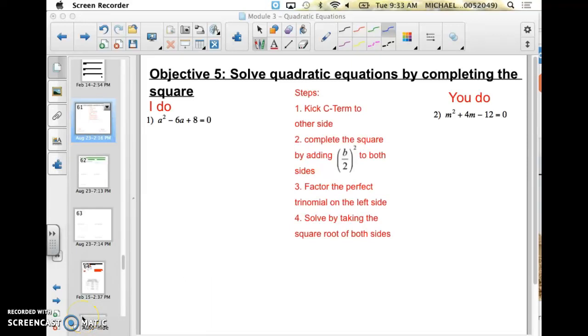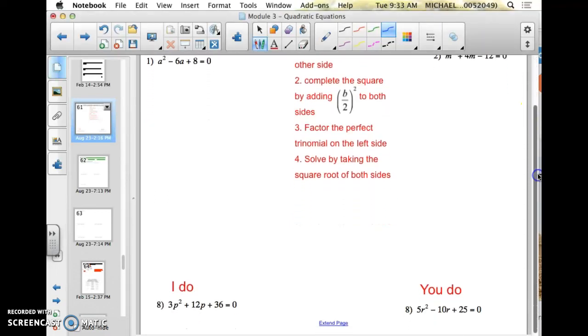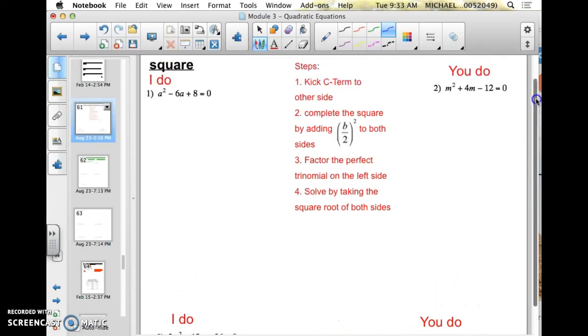Objective 5, solve quadratic equations by completing the square. In this video, I'm going to do two different examples, and then I'll have you try two similar examples on your own to check your understanding.